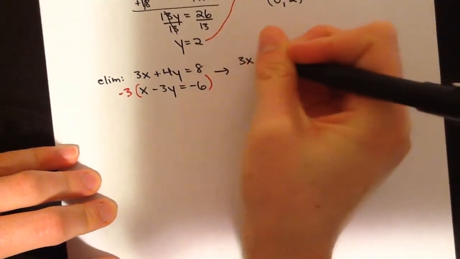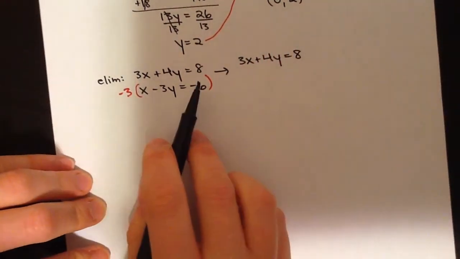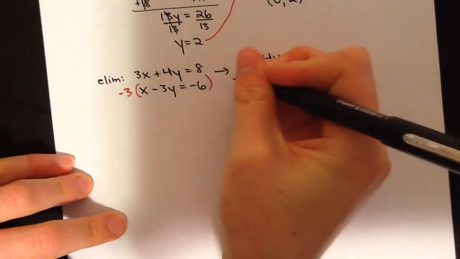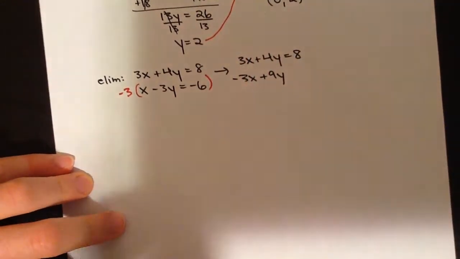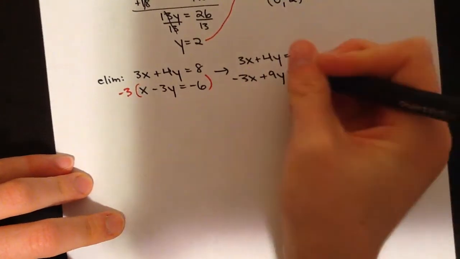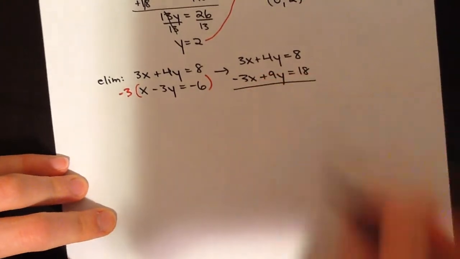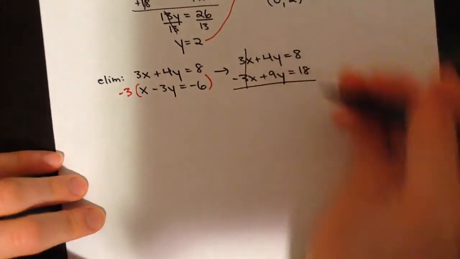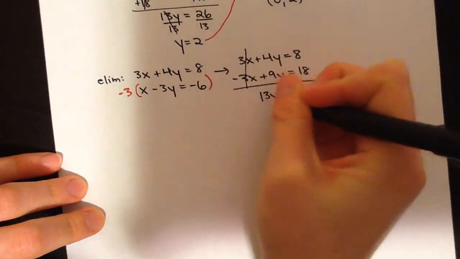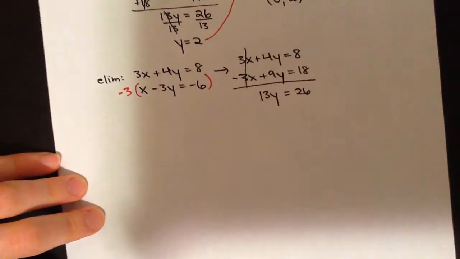So let's rewrite. We've got 3x plus 4y equals 8, and then if we multiply every single one of these terms by -3, we get -3x. This would be a positive 9y, because a negative times a negative, and then equals -3 times -6, which gives me 18. Okay, so now I have these opposite x terms. They'll cancel in my first step. Combine these up, I get 13y equals, add these two numbers together, I get 26.